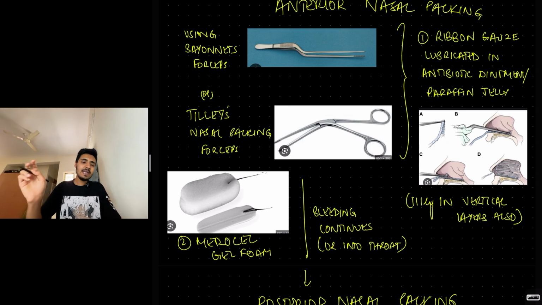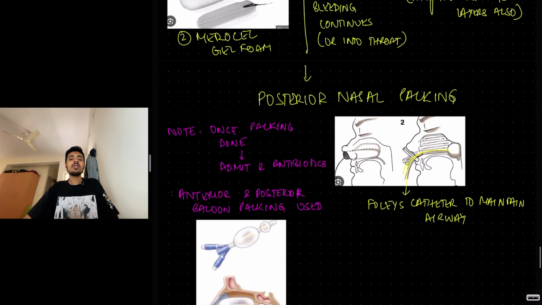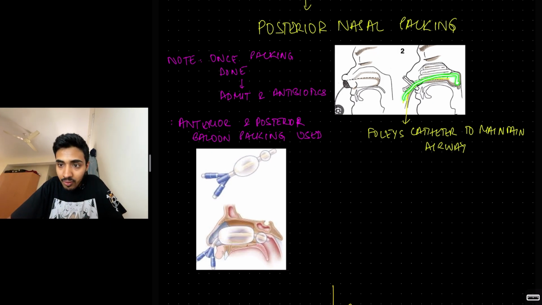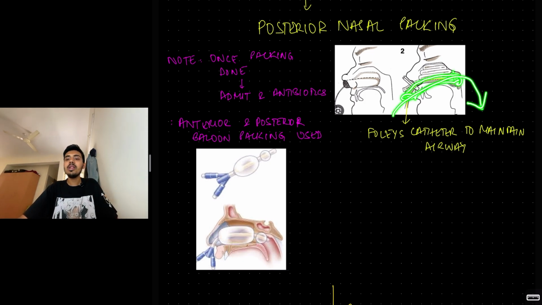Let's say anterior nasal packing also you do. It does not work. The bleeding continues. Then what happens? We go for posterior nasal packing. Posterior nasal packing, we pack the posterior aspect of the nasal cavity and even the nasopharynx. So now, problem is patient is not able to breathe through the nose. So to maintain the airway, to keep the airway patent, we add a Foley's catheter. We add a Foley's catheter like this to maintain the airway so that the patient can still breathe, but the nose is packed. This is one thing.